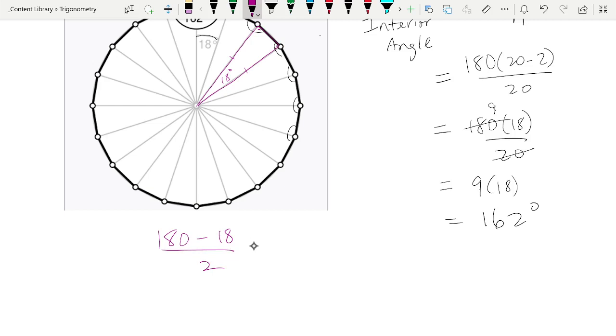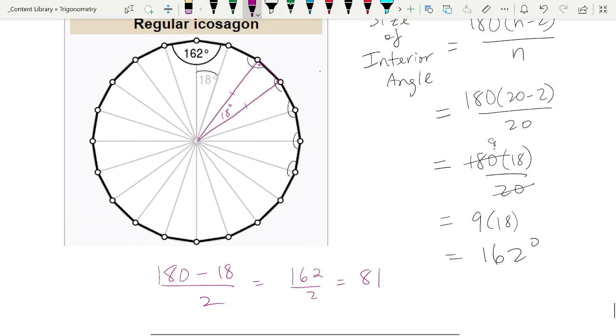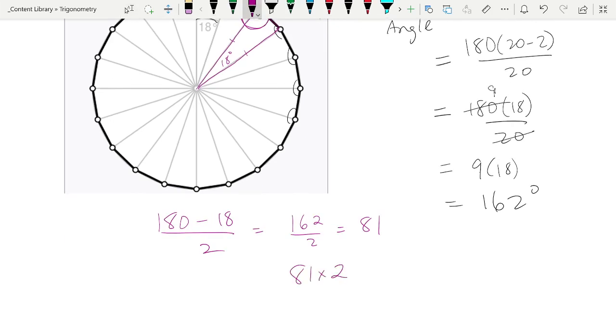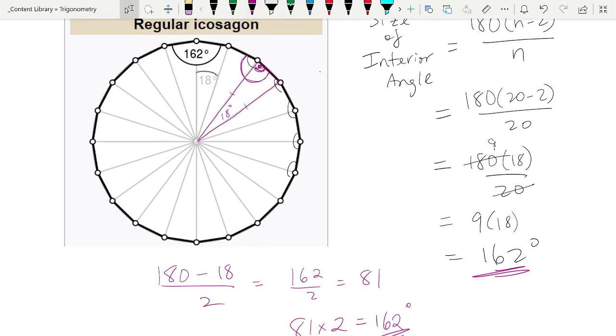And if you do that, you're going to get 180 minus 18 would be 162, divided by 2 is 81. So that means that this angle here, from here to here, is 81 degrees. And the interior angle from there to there would be just 2 of them. Oops, I wrote that down wrong. Ta-da! Isn't that cool? So now we have multiple ways we can figure things out in these polygon shapes.